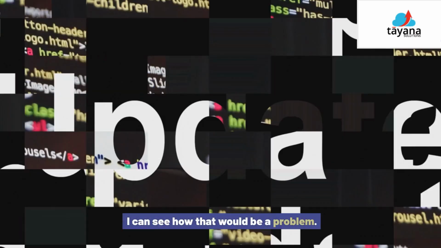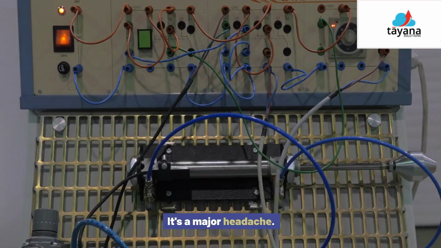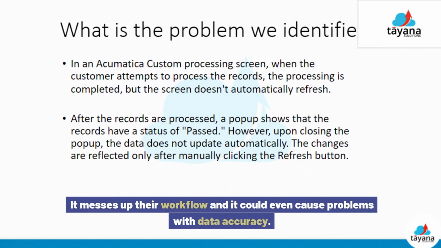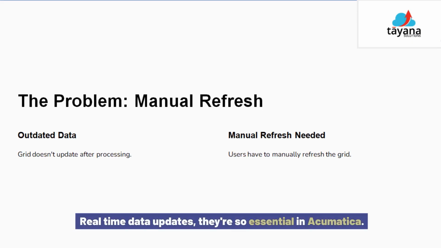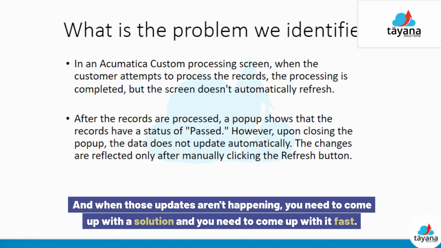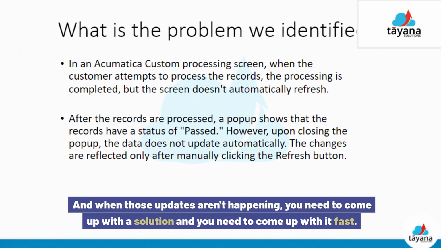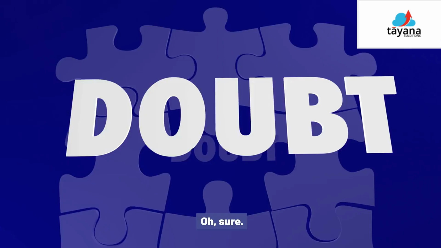I can see how that would be a problem. Yeah, it's a major headache, right? It messes up their workflow, and it could even cause problems with data accuracy. Absolutely. Real-time data updates are so essential in Acumatica. Totally. And when those updates aren't happening, you need to come up with a solution, and you need to come up with it fast. For sure.